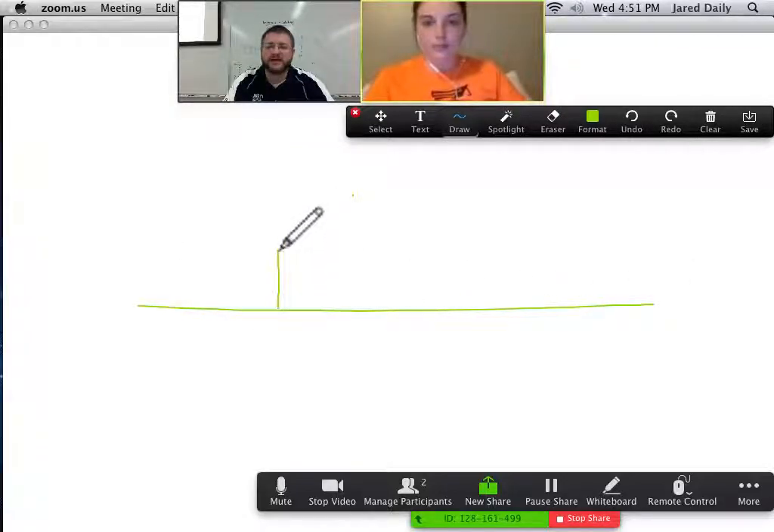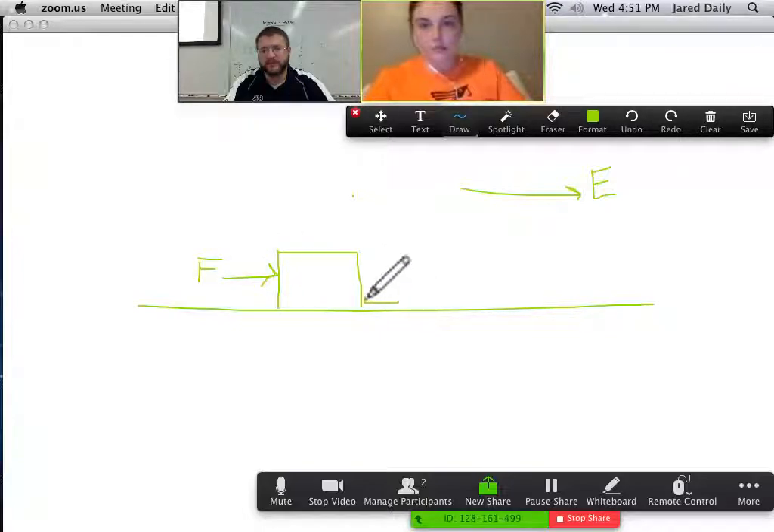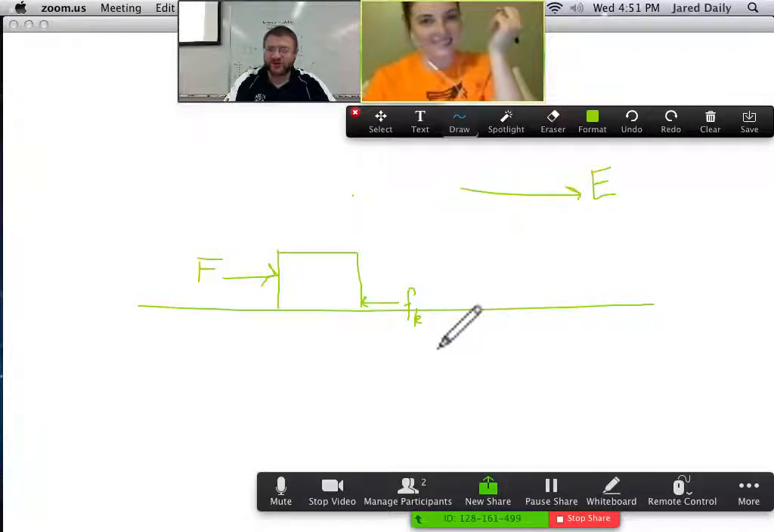Okay, so here we go. Here's our box. It's already moving to the east. This is going to be east. And then we're going to give it a push force, right? But there's going to be some friction. That's going to be kinetic friction, right? Mm-hmm. Hey, she's drawing on my board. Apparently she can draw on my board. That's cool.